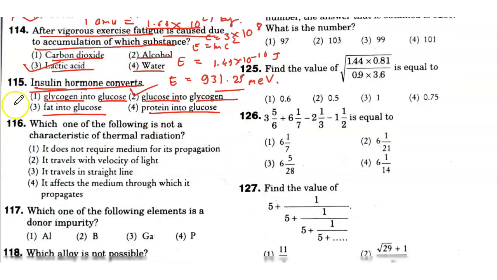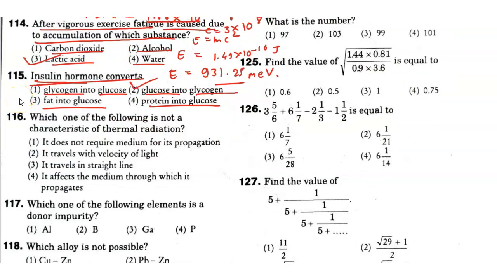Okay. Now question number 116. Which of the following is not a characteristic of thermal radiation? It does not require a medium for its propagation. It travels with the velocity of light. It travels in a straight line. It affects the medium through which it propagates.